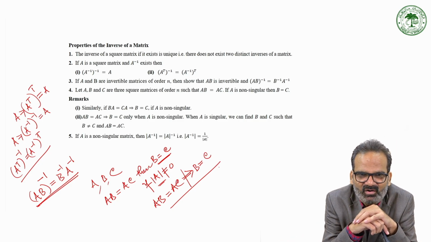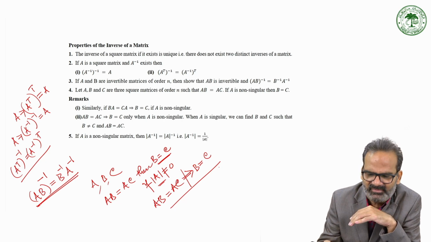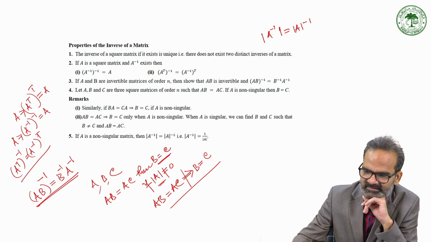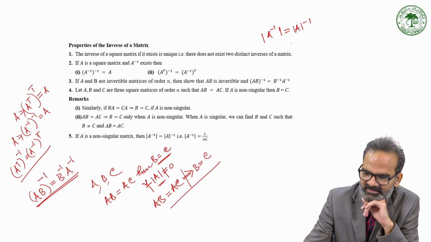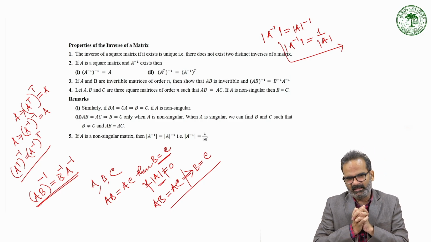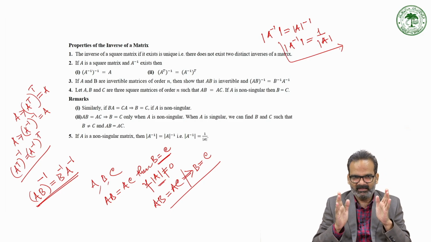The last property is what? If A is a non-singular matrix, then the determinant of A inverse is equal to the inverse of the determinant of A, right? So what does it mean? It means, see, from here we can write that the determinant of A inverse is equal to 1 upon the determinant of A, right?